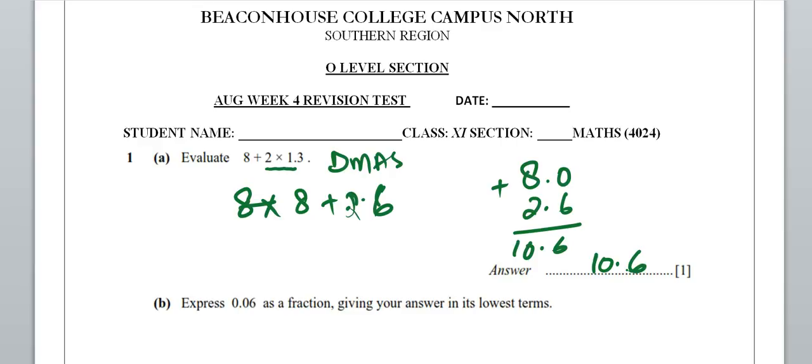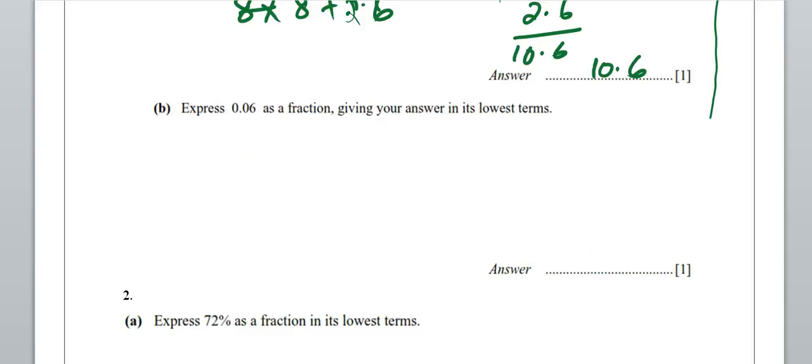Okay, in the second question we have: express 0.06 as a fraction, giving your answer in its lowest terms. So remember that when we want to write some decimal number as a fraction, we remove the decimal, and for removing the decimal just place 1 instead of the decimal point, and as there are 2 digits here, we'll write 100 here, so that will be 6 upon 100.